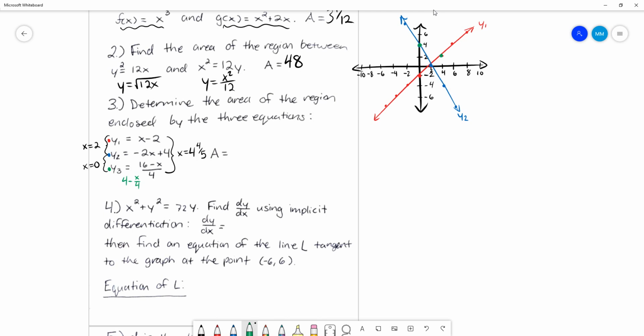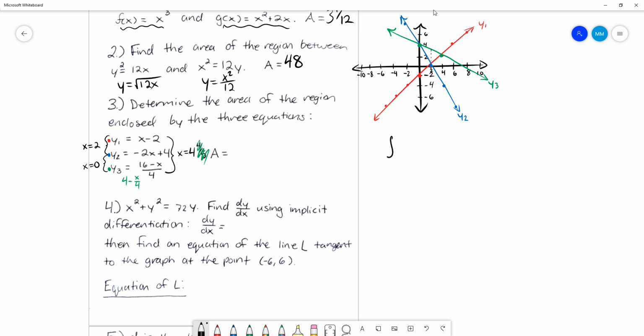And I think these should intersect at actually 4, not 4 4/5. Just based on this. So I think I just made an algebraic error somewhere. Because this makes the most sense. Okay. Which means that y3 is on top the whole time, but our bottom one switches at x equals 2. So we're going to have two integrals for this.